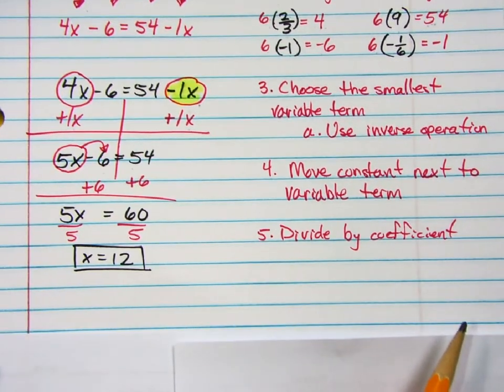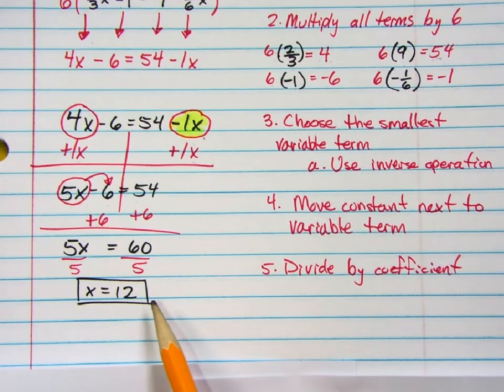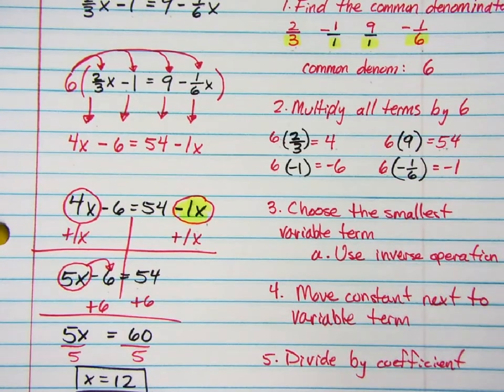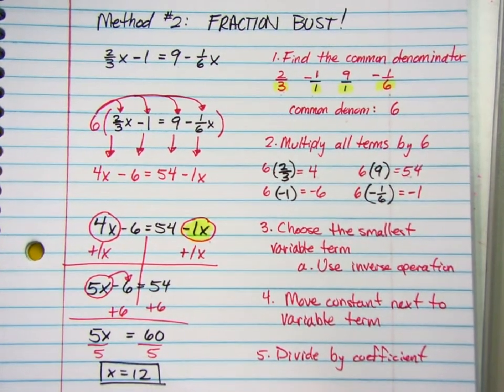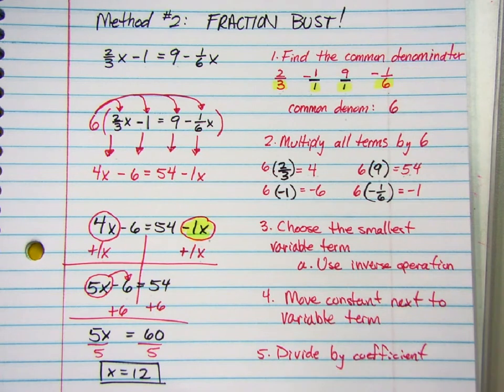you divide by your coefficient, you get your answer, and then you check again. And I didn't check on this one, but I checked on the previous example, so it's the same thing. But I want to show you there's two different methods. So there's fraction busting and there's using common denominators. It kind of depends on how comfortable you are with fractions, which one you want to use, but make sure you have both of the methods written down in your notes so that we can discuss it tomorrow.